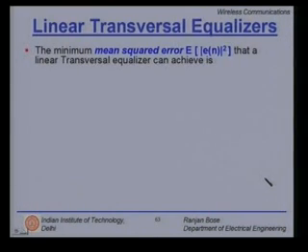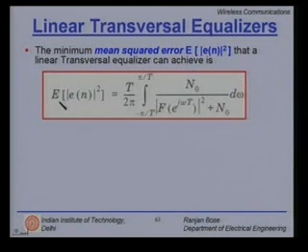Now, let us talk about how good it is. The minimum mean squared error, which is the expected value of error squared that a linear transversal equalizer can achieve, can be worked out as follows. Expected value of error squared is T over 2 pi, integral from minus pi by T to pi by T of N naught over |F(e^{j omega T})|^2 plus N naught, d omega. The derivation is not given here, it is available in most textbooks. For example, Proakis gives a very good derivation for this one.